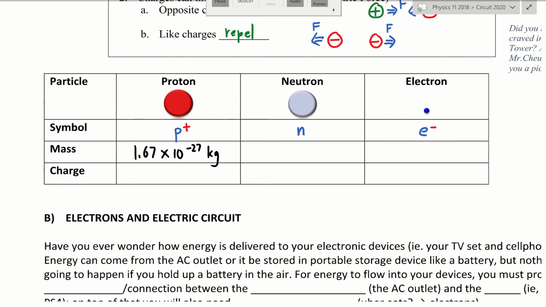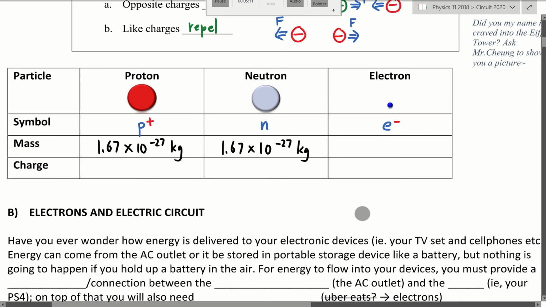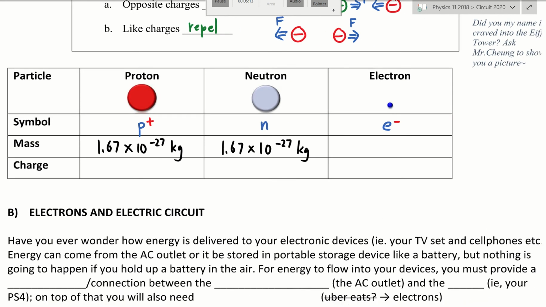It's a very, very small number. Now, neutron turns out to be approximately the same mass as proton. They're so close that we can almost say that they are the same. Okay, so neutron, proton, approximately the same mass. Now, you won't be tested on this. If I ever actually ask you to calculate something with mass, I'll give you the mass, so don't worry about that, just for reference right now.